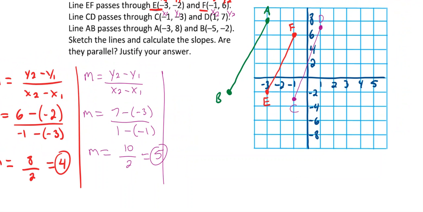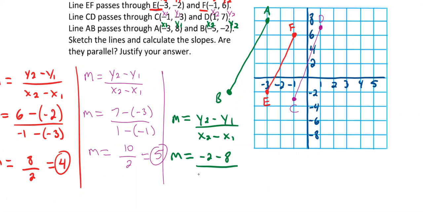Let's see if it's parallel to the other two. So what color is that? Green. So m is equal to y2 minus y1 over x2 minus x1. So the slope is equal to, okay, we'll label them again, x1, y1, x2, y2. So this will be negative 2 minus 8 over, and then x2 is negative 5 minus negative 3.